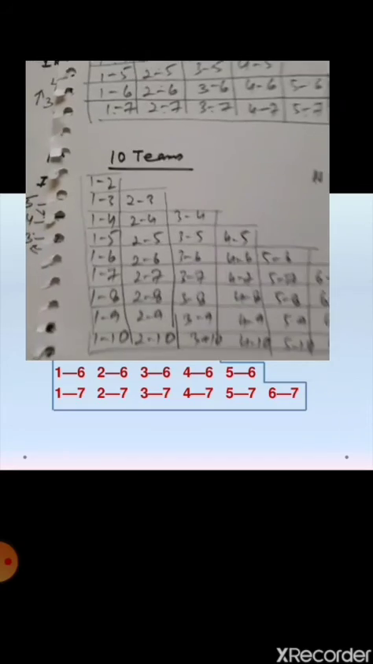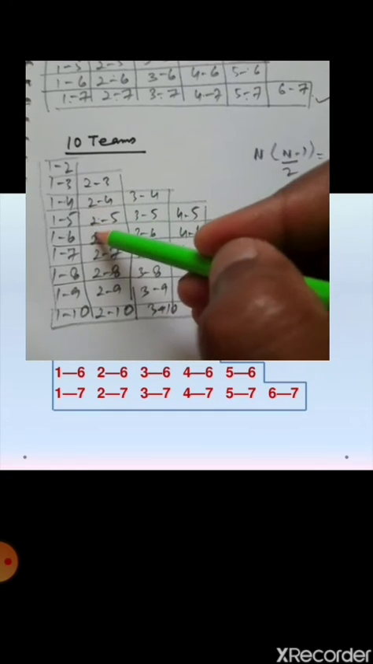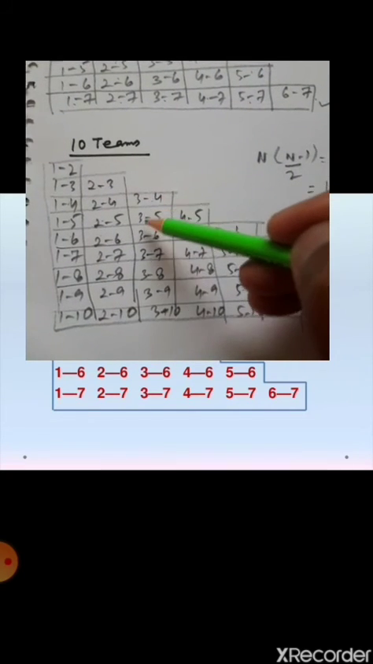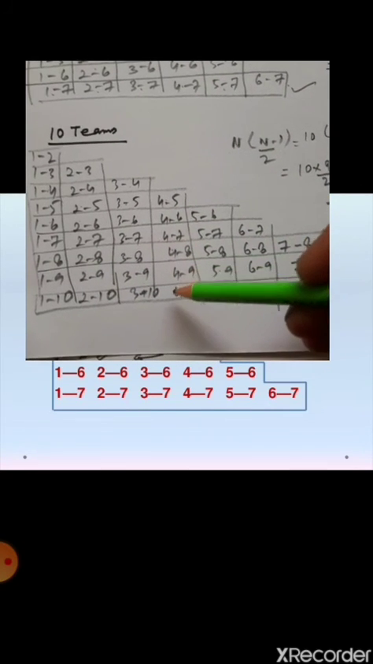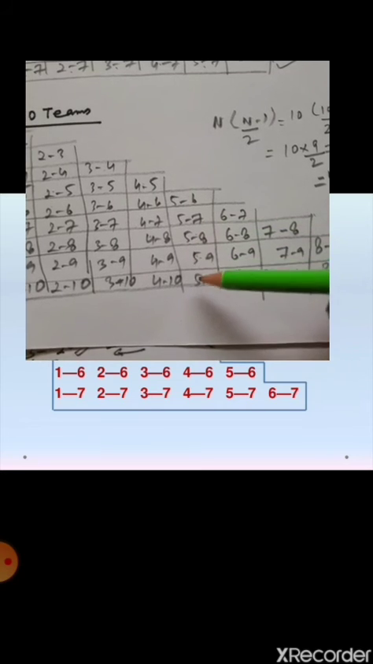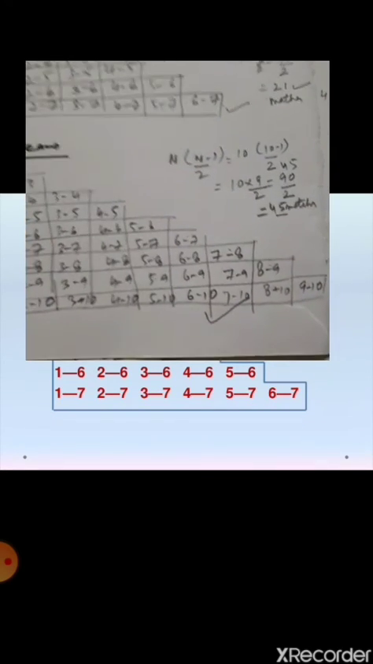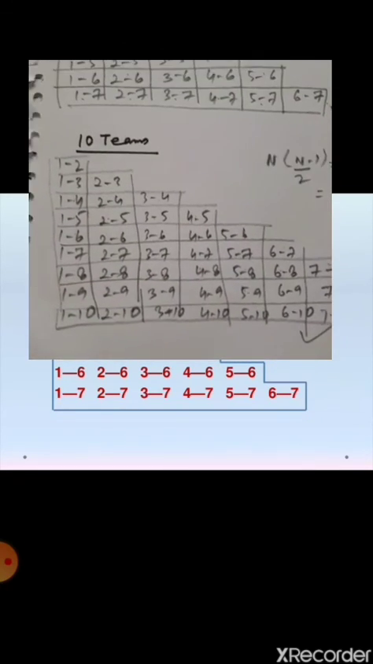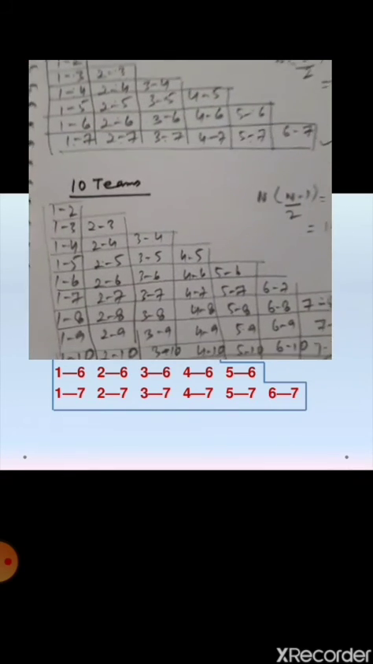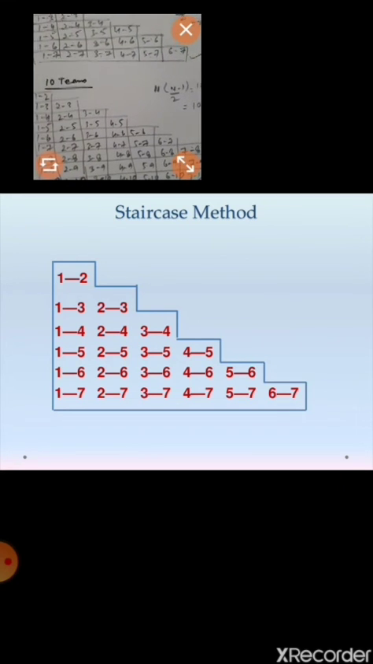All right, now let's check it. 1 2 3 4 5 6 7 8 9 10 11 12 13 14 15 16 17 18 19 20 21 22 23 24 25 26 27 28 29 30 31 32 33 34 35 36 37 38 39 40 41 42 43 44 and 45 matches. So in this way, this method is useful in calculating the number of matches in a tournament, and I have given you three examples in this staircase type of method. So here it is, a staircase method for your practice also.